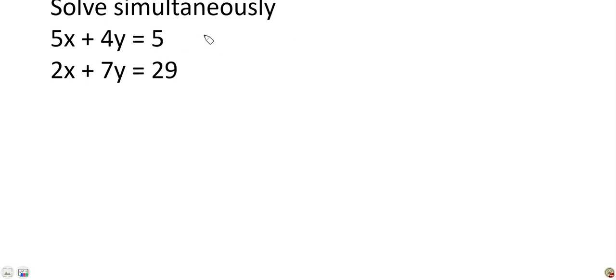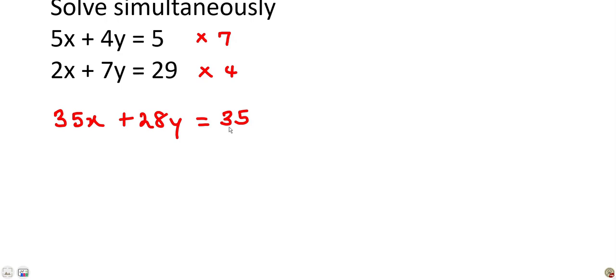So I multiply the first equation by 7 and the second equation by 4. First, the first equation by 7: 7 times 5x is 35x, 7 times 4y is 28y, and 7 times 5 gives you 35. And then multiply the second equation by 4: 4 times 2x is 8x, 4 times 7y is 28y, and then on the other side, I multiply 29 times 4 and I get 116.